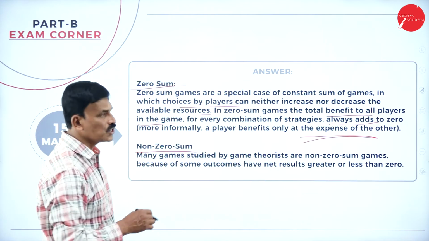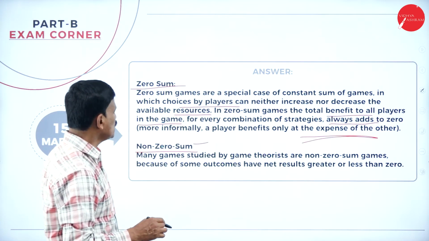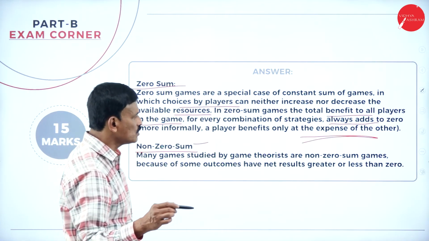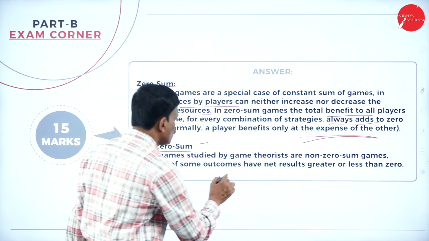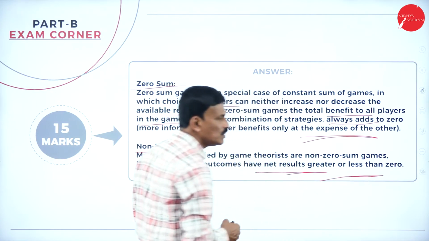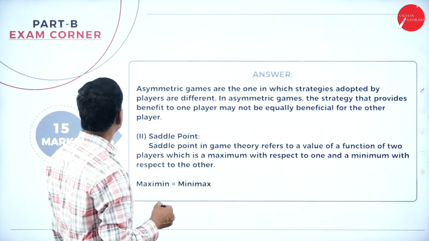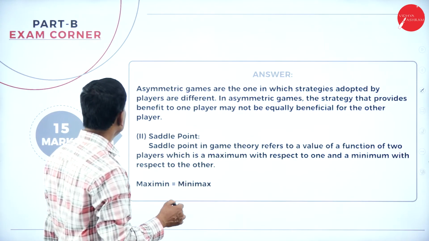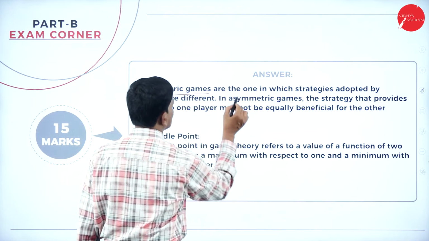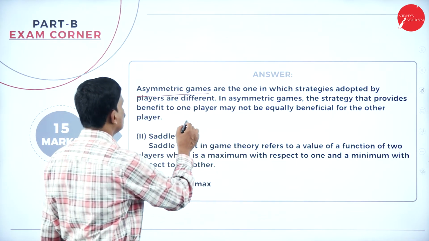That is zero-sum. Whereas in non-zero-sum game theory, many games studied by game theorists are non-zero-sum games, because some outcomes have a net result greater than or less than 0. Okay. Now let us come to the asymmetric games. Asymmetric games are nothing but games in which the strategies adopted by the players are different.